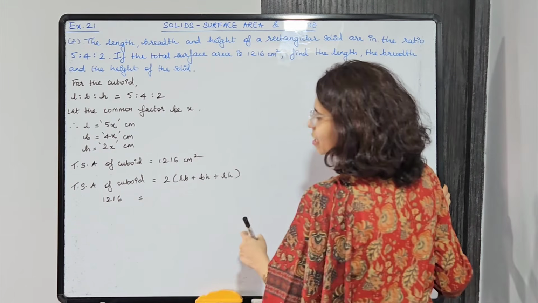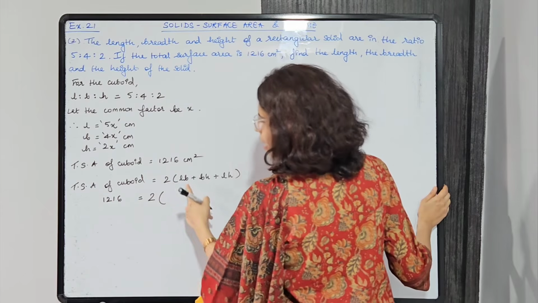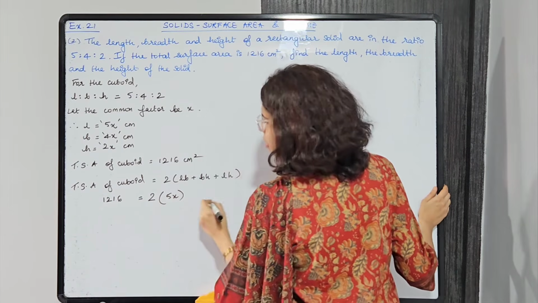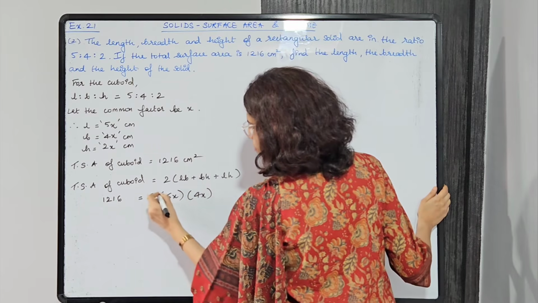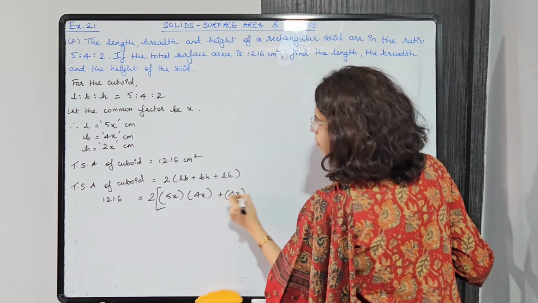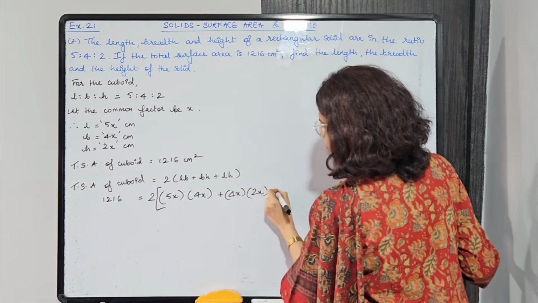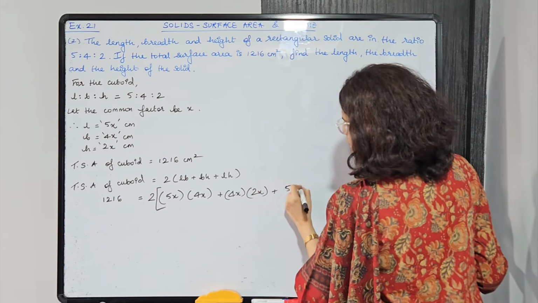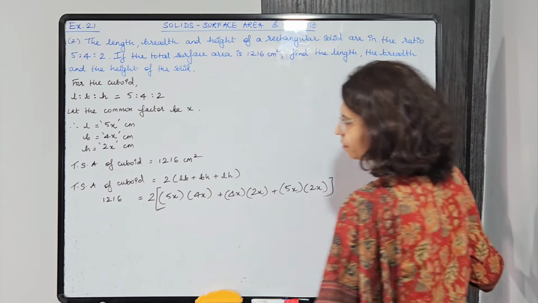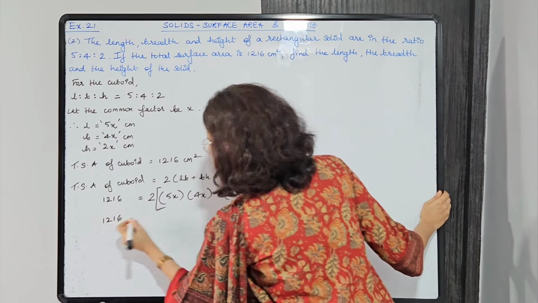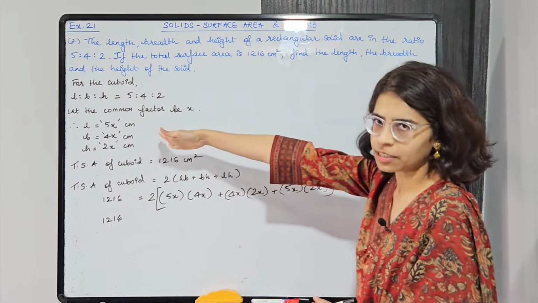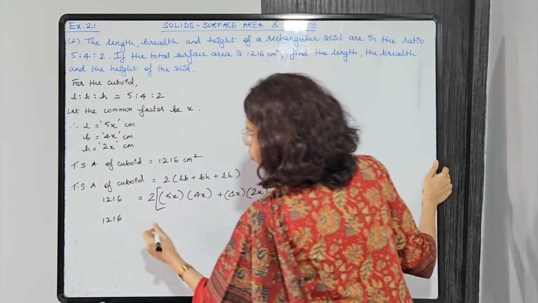So 1216 is equal to twice L is 5x, B is 4x, again B 4x, H is 2x, L 5x and H 2x. So solving this, we will get the value of x. एक बार x का वैल्यू मिल गया, then we will get the value of length, breadth and height. Okay.